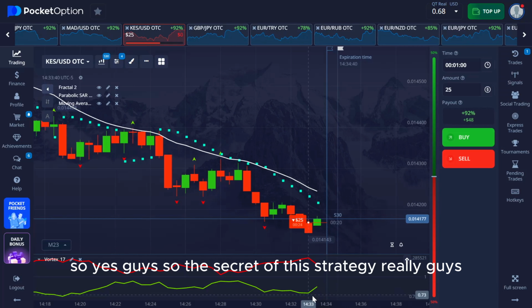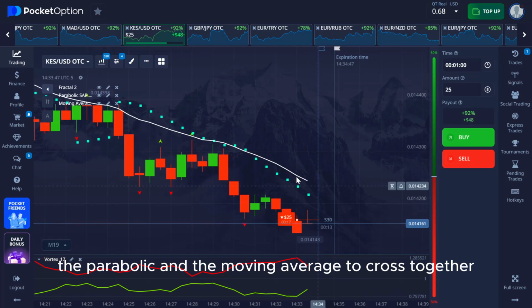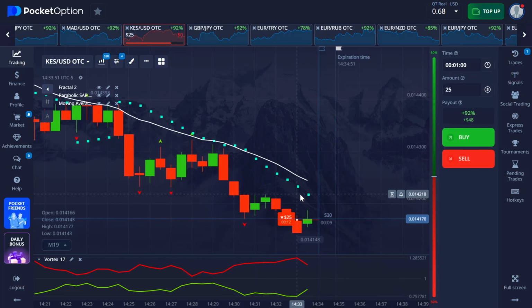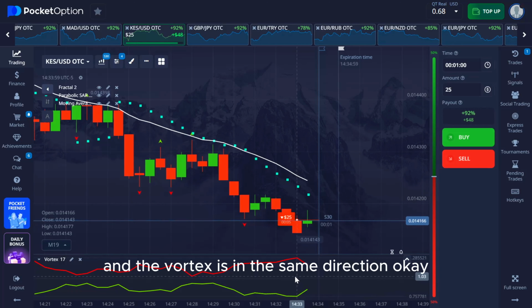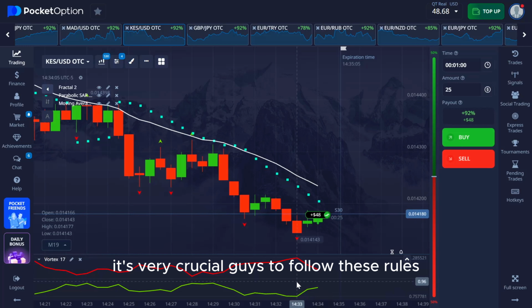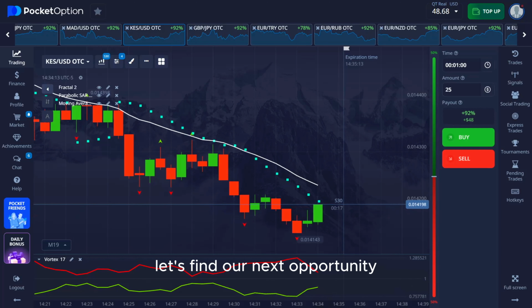Yeah, so yes guys, the secret of this strategy really guys is that we always need the parabolic and the moving average to cross together, okay, ensure that it's crossed and the candles are below them and the vortex is in the same direction, okay. It's very crucial guys to follow these rules to be successful in this strategy. Let's find our next opportunity.